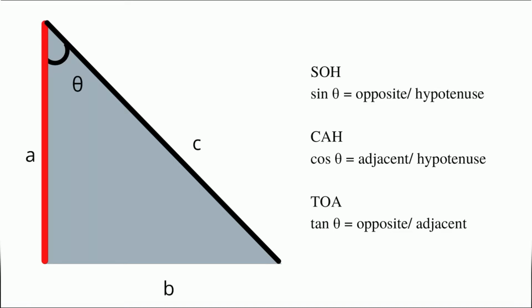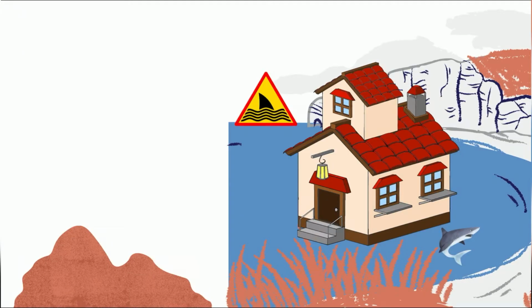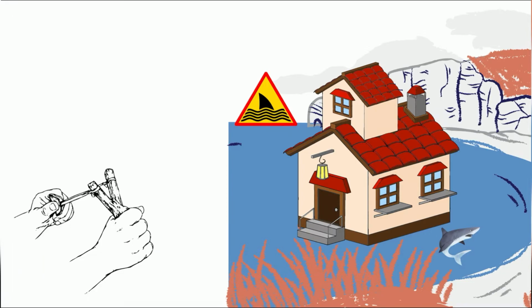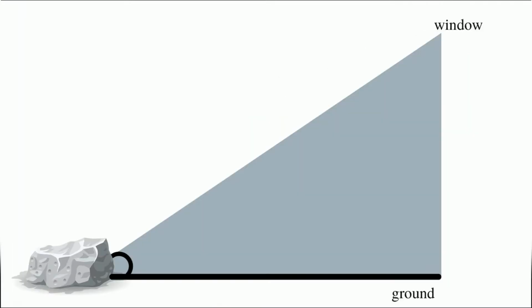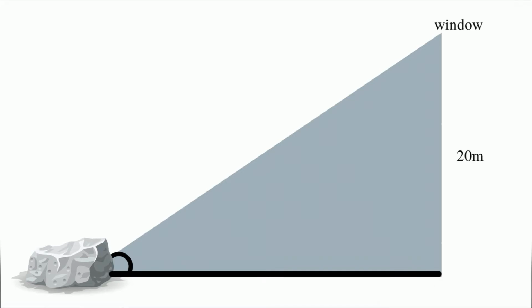So for example, I want to break into the house, and unfortunately it is surrounded by a sea full of sharks. And due to our past experience, I know that I have to break the window in order to get into the house. From what I see now, it looks like I have a right angle triangle formed by where I'm positioned and the window. There. So we know that the window is 20 meters from the ground.